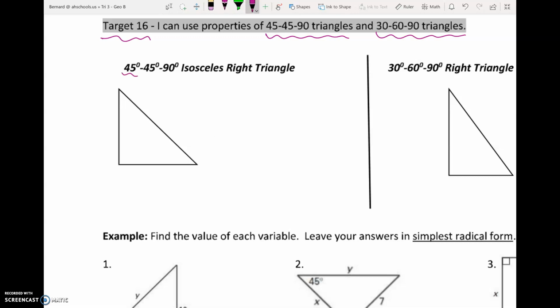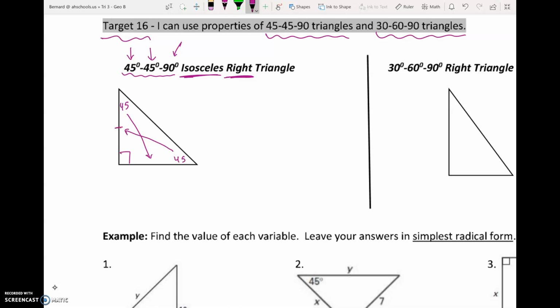Now, when you see the numbers 45, 45, 90, what that's talking about are all three of the angles. So there is a 90-degree angle in this type of triangle. I'm going to put our 90-degree symbol down in this triangle, and then both of the other angles are going to be 45 degrees, so I'm going to put a 45 in each one of those. What happens when we have a 45, 45, 90 triangle is that we obviously have a right triangle, but it is isosceles too, meaning two sides are the same. And those sides are the sides that are across from our 45-degree angles.